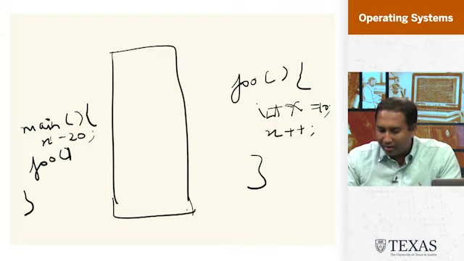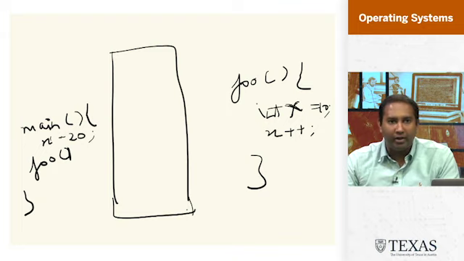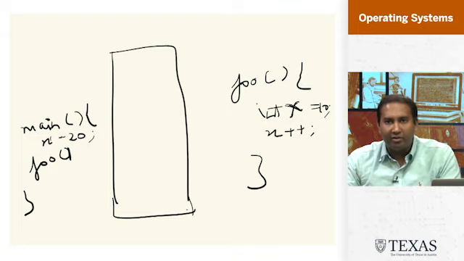And then you have another x in foo, which is 10. So when you're executing foo, if you're trying to access x, it should give you 10 and not 20. So you need to be able to figure out which function is executing and what the context for this function is. And the context for a function is basically all the variables that it's accessing, the arguments that are given to the function, and so on and so forth.